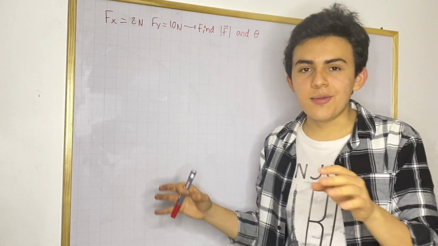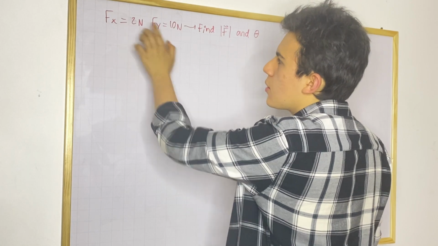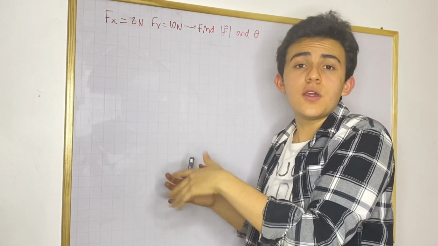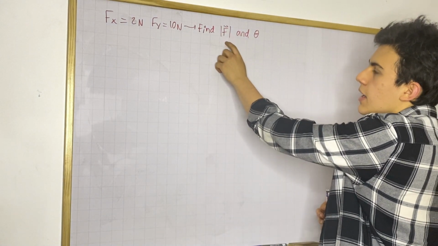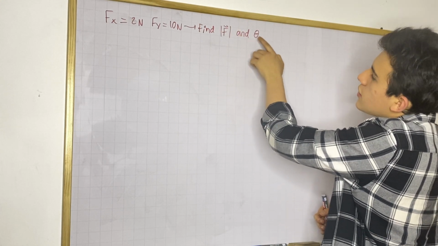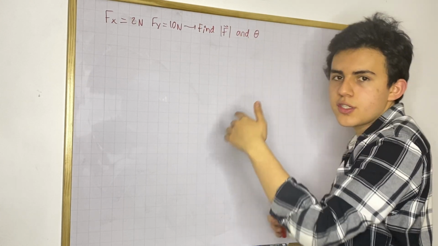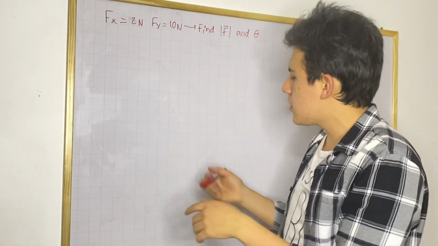How do you solve this problem? Well, it's pretty cool, so let me show you. So you basically have two vector components. That is as if you had two sides of a right triangle, and you need to find the magnitude of the vector F, which is the hypotenuse basically. And you also need to find the angle theta, which is the angle with respect to the x-axis. That's the entire problem, so let's solve it.